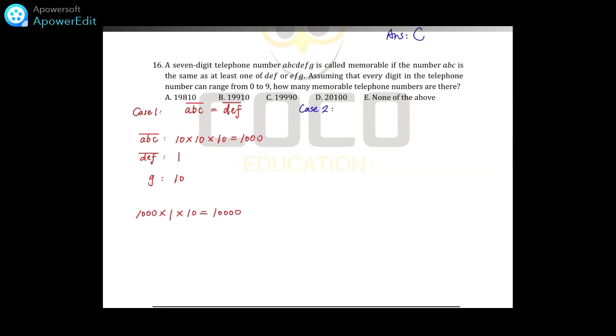Now, case 2 is ABC equals EFG. This will be the same. ABC is 1000 ways, EFG is 1 way, and the letter in the middle, D, is 10 ways. So we get the same number of ways, 1000 times 1 times 10, 10,000.